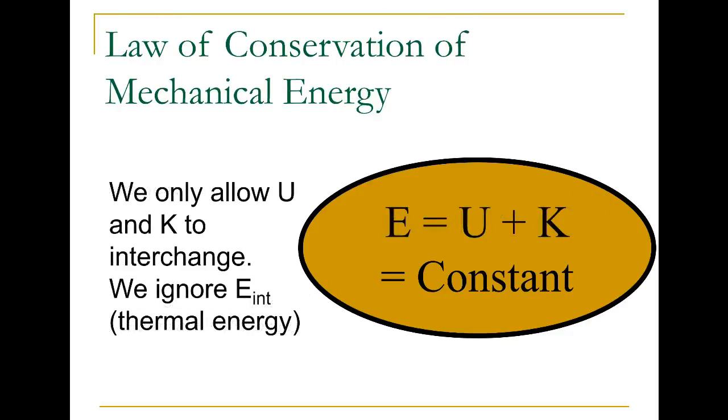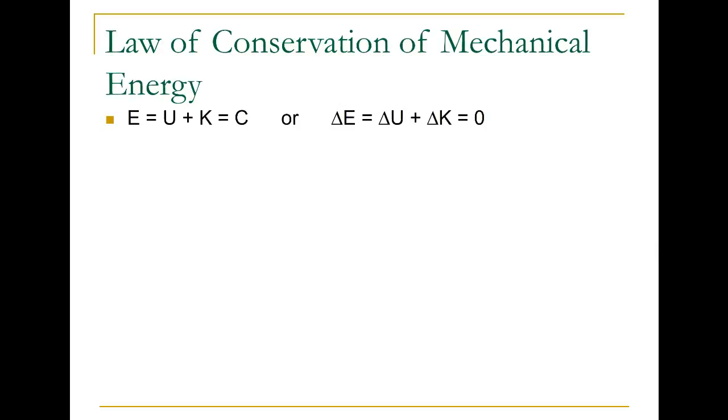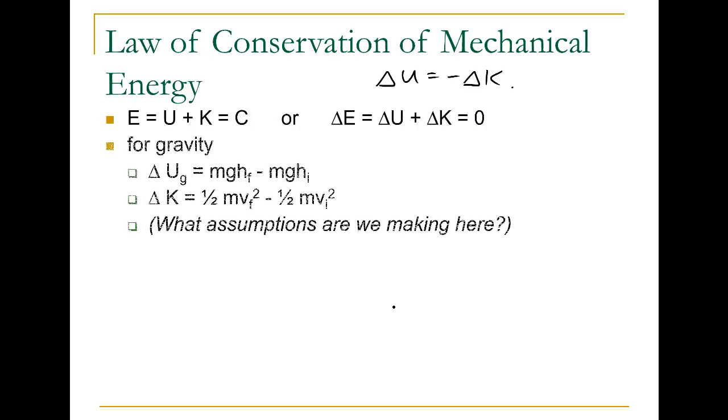So here's another view. Inside of the system, we're only going to allow potential and kinetic to interchange or to go back and forth. And so here's what we talked about in the last video, that energy is potential plus kinetic, and it's equal to a constant. So that means that the changes are equal to 0. So if delta E is equal to 0, this is where we're getting that delta U is equal to negative delta K. So just to review that.